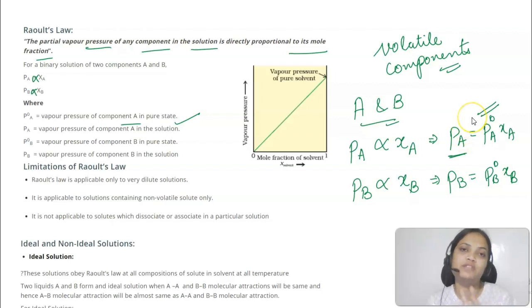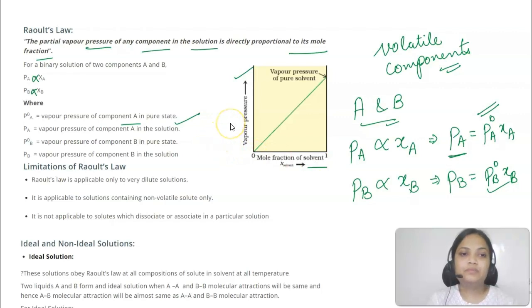Of course it will change when you are mixing two volatile components, right? Similarly, P naught B would be the vapor pressure of the component B in the pure state. So this is what Raoult's law states, it tells us about the vapor pressure of each component in relation to the mole fraction.